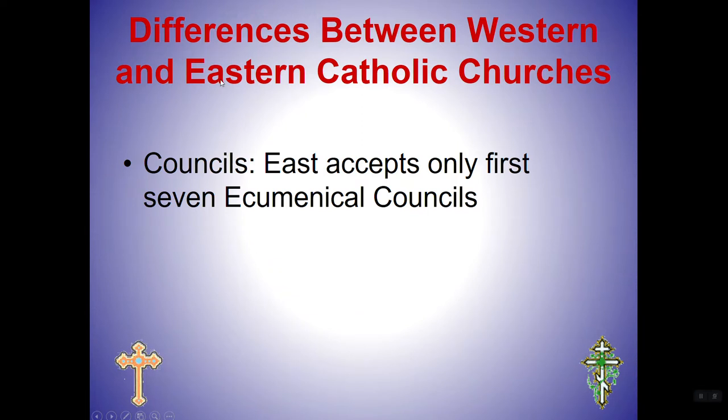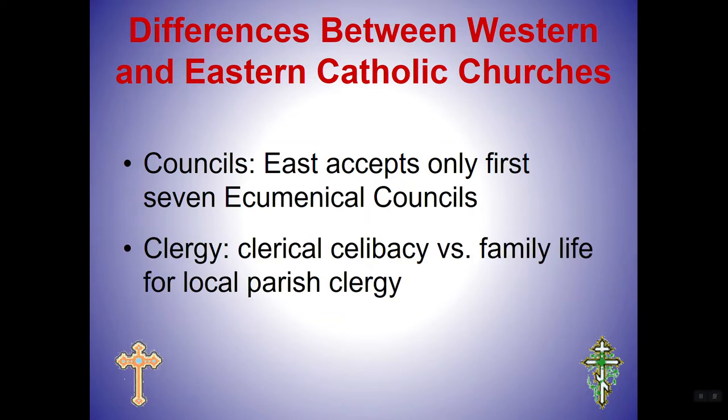Now, the East accepts only the first 7 ecumenical councils, those that we looked at earlier this semester: Nicaea, Constantinople, Ephesus, Chalcedon, the second and third councils of Constantinople, and then the second council of Nicaea. In the West, there are a number of councils that take place in Rome at the Lateran Cathedral, and the West certainly follows the decisions made by the Lateran councils in Rome, but not the church in the East.